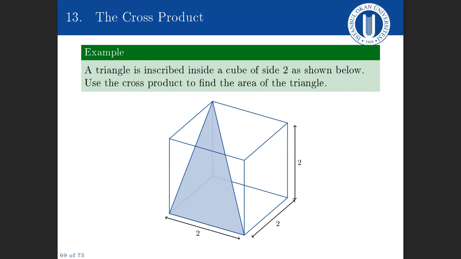A triangle is inscribed inside a cube of side 2 as shown below. Use the cross product to find the area of the triangle. So we know if we have two vectors, then the formula is the area of the triangle is a half the norm of vector cross vector. We need to find vectors which point along two of the sides of the triangle.